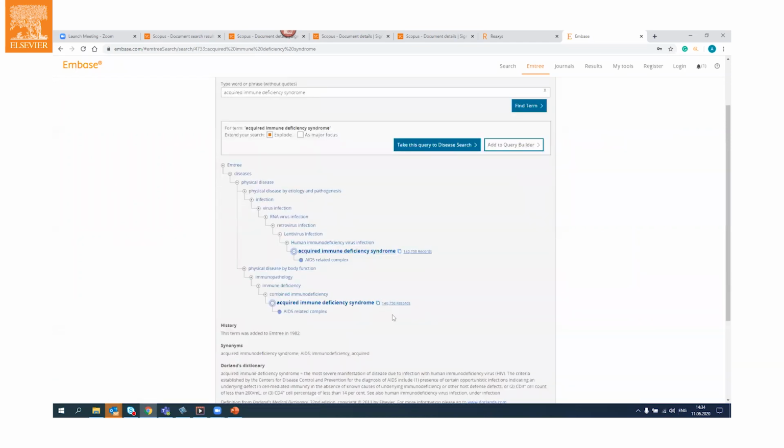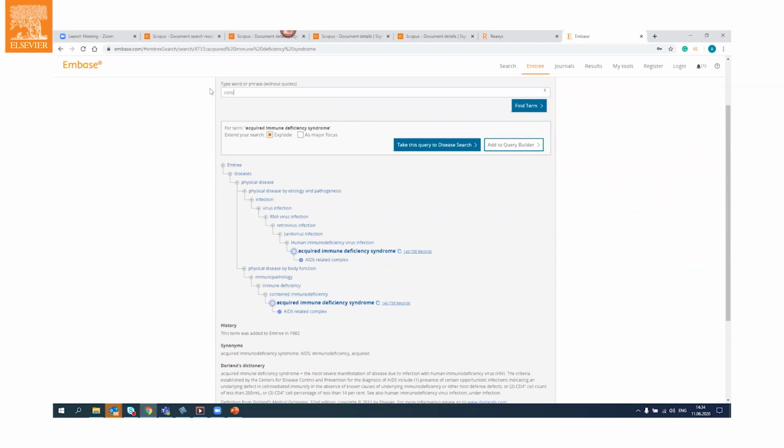So for example, we go in there and see that this term, acquired immunodeficiency syndrome, is connected to the branch human immunodeficiency virus infection, and also it is connected to combined immunodeficiency.